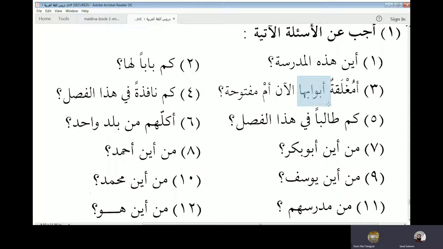Start with this word. Abwabuha. Hazal maftuhatun. Abwabuha maftuhatun al-ana. Its doors are open at the moment. Okay, doors are open at the moment.